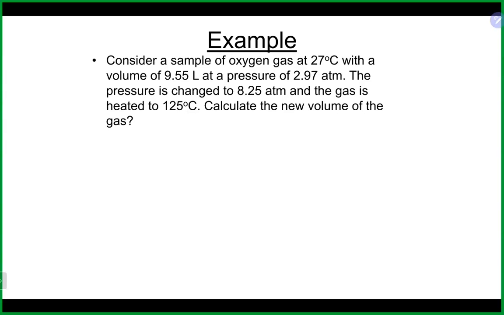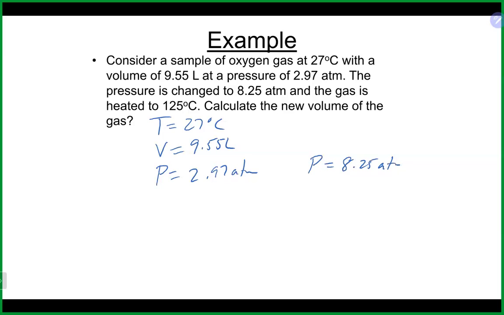Okay, let's take a look. Once again, I'm just going to pull out the information. We have a temperature of 27 degrees Celsius, a volume of 9.55 liters, and a pressure of 2.97 atmospheres. The pressure is changed, so we have another pressure of 8.25 atmospheres, another temperature of 125 degrees Celsius, and we are looking for a volume.